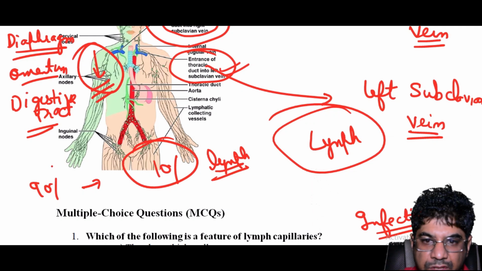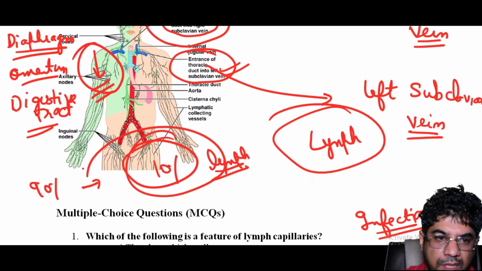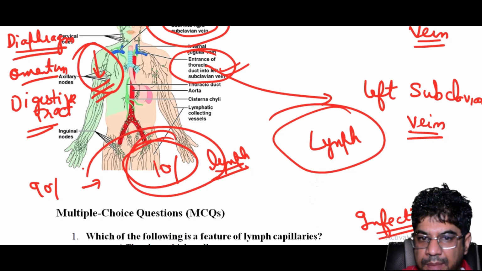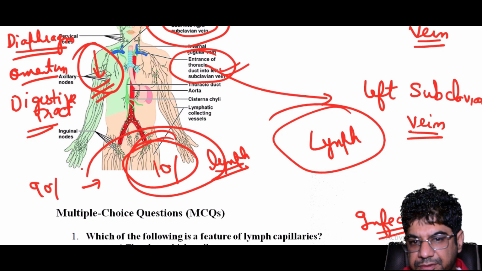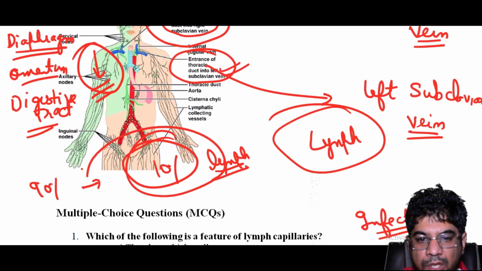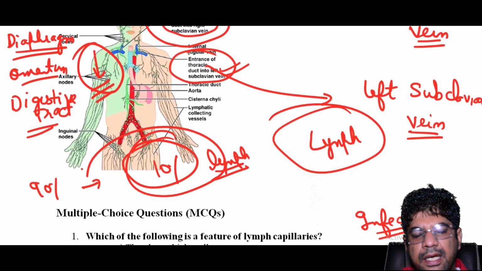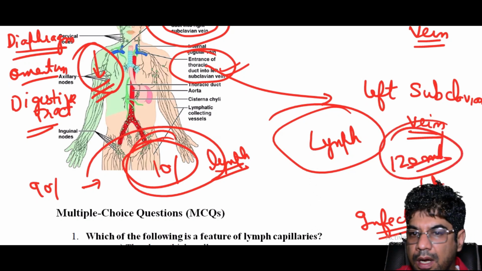So what percentage of fluid enters the lymphatic capillaries from the tissues? The answer is 10%. Second question, what happens to lymph as it passes through the lymph nodes? Remember, it becomes concentrated due to the absorption of water and electrolytes. Next question is, what is the rate of lymph flow? Remember that around 120 ml of lymph flows into the blood per hour.